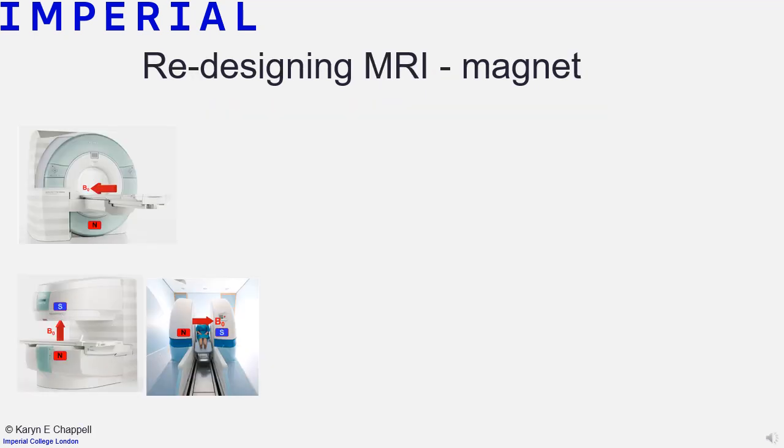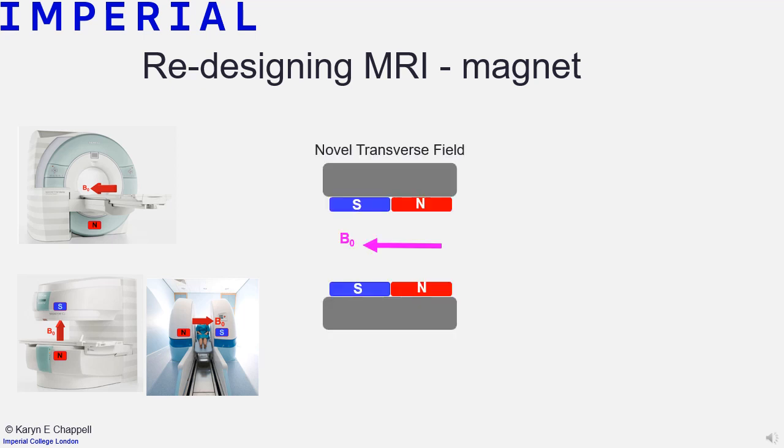So magnetic fields normally move from north to south. The big problem with the conventional type of system is that either side basically has a pole or a yoke. So we needed to create a new magnet to start off with, where there was no yoke on either side of it, so the B0 could go through.